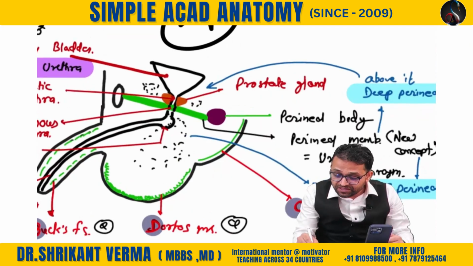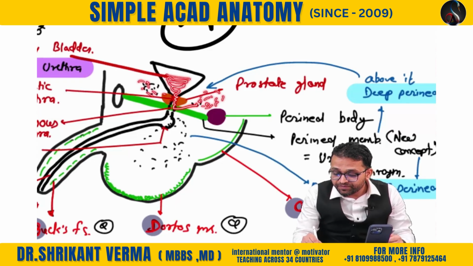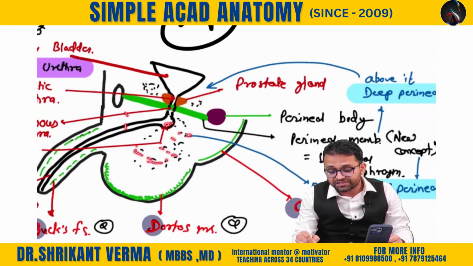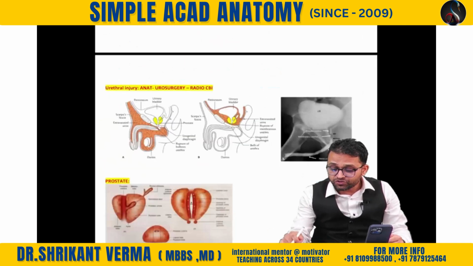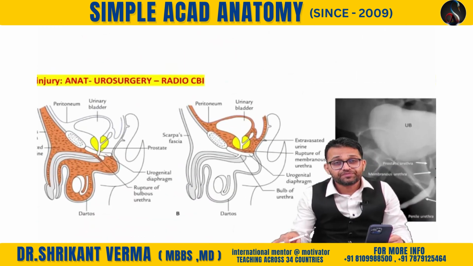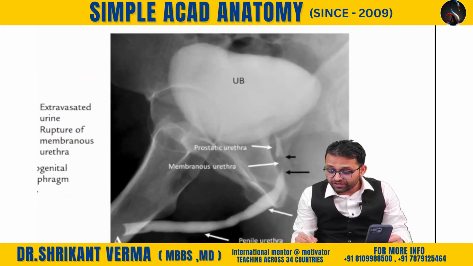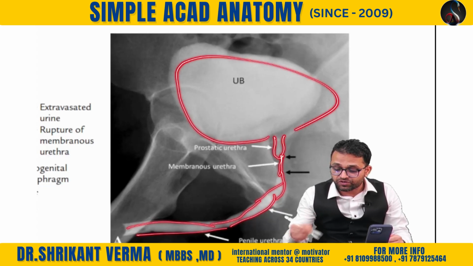So whenever there is a rupture, then urine is coming out, and it is accumulating above. If the membranous urethra is getting ruptured, then urine is coming here in the deep perineal pouch. But if the bulbar urethra is getting ruptured, then urine is getting collected here, superficial perineal pouch. Okay, so this is the very important topic in surgery, as well as you can integrate with the radiology. So can you see, this is the penile urethra, bulbar urethra. Sir, this is the thin membranous urethra, then prostatic urethra, and this is the urinary bladder.